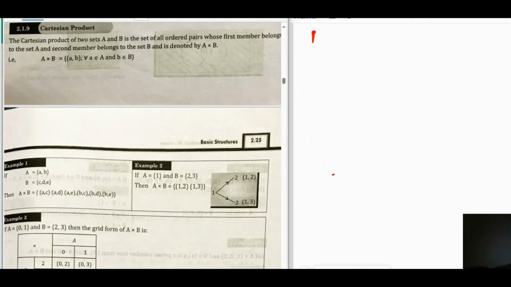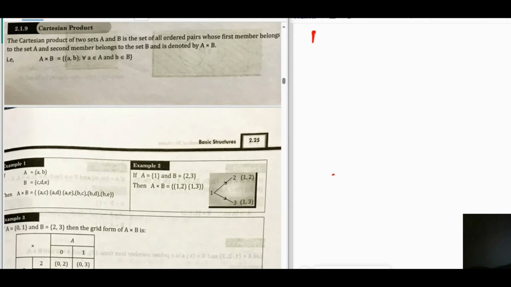This is the Cartesian product of two sets. What is a Cartesian product of two sets? A Cartesian product of two sets A and B is a set of all ordered pairs whose first element belongs to the set A and the second element belongs to set B, denoted as A cross B. So A cross B is nothing but all pairs (a, b) where a belongs to A and b belongs to B. For example, if A is {a, b} and B is {c, d, e}.